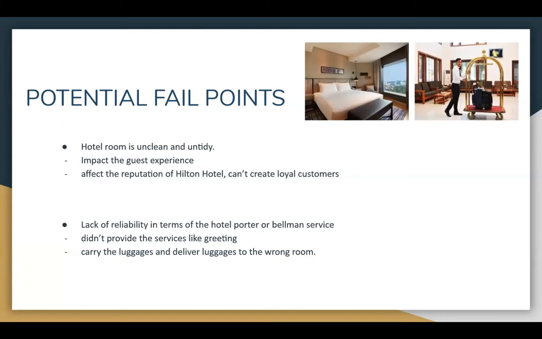The third fail point is the hotel room being unclean and untidy, in terms of the room may be dusty and stains could be found on the carpet and bed. This will actually impact the customer experience. They might change to another hotel for the next journey. Hence, our reputation will be affected and it can create loyal customers.